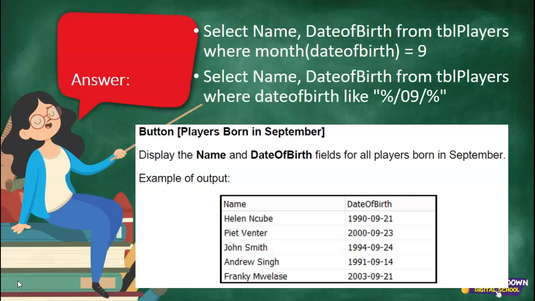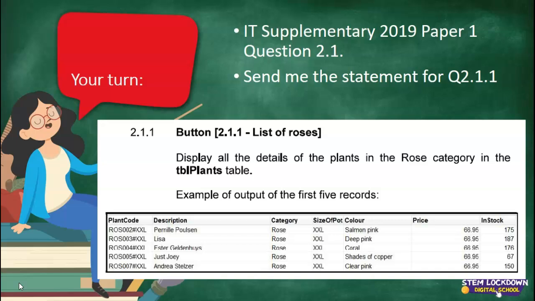And here are the answers. You could use a month of date of birth. We're going to do the functions in the next example, but we have done like. Just remember that we need the quotes around the date there. And here's another one. So press pause and try it.